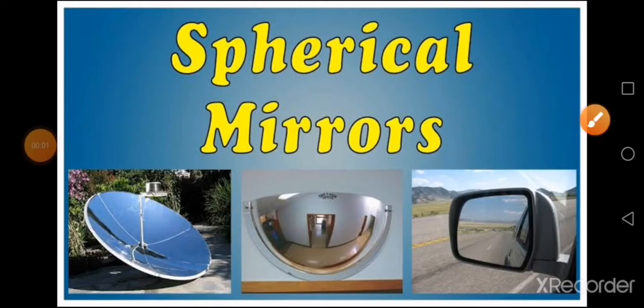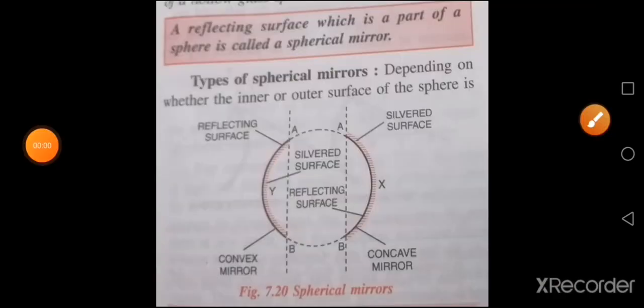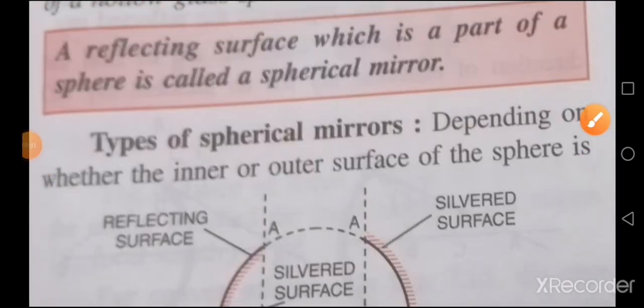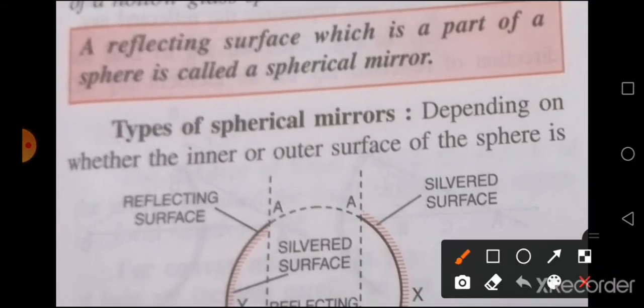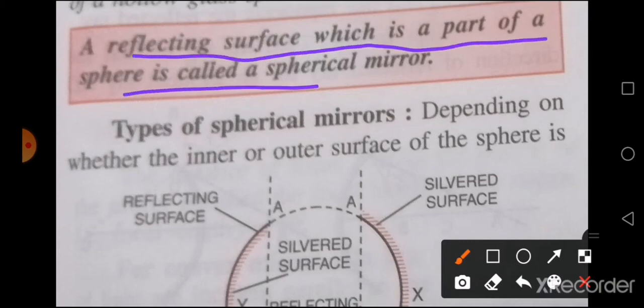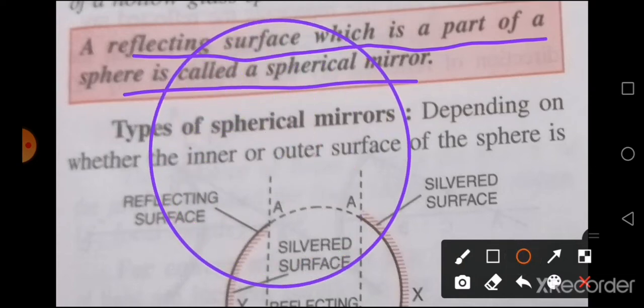So in this class we will see what the types of spherical mirrors are and what some important terms related to these spherical mirrors are. To start with, let us see what a spherical mirror is. You can simply define a spherical mirror as a reflecting surface which is a part of a hollow sphere. If this is a hollow sphere, the reflecting part can be this side or it can be this side, isn't it?